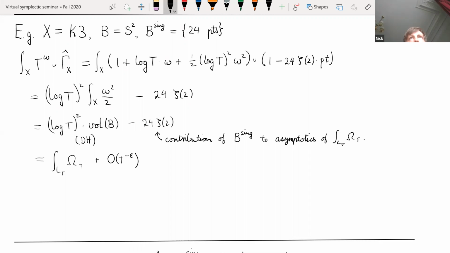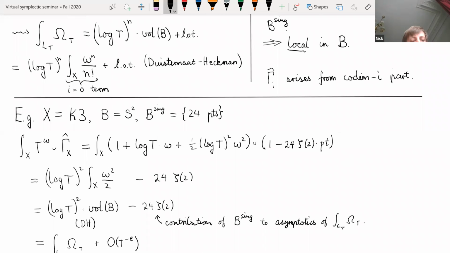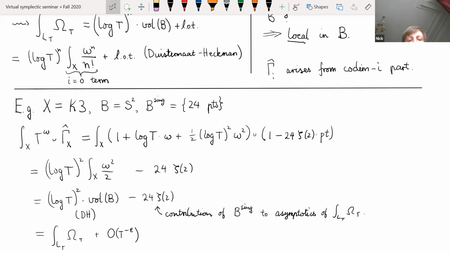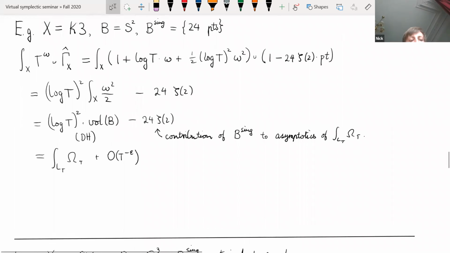The first term is the leading term that we just computed up above. And the zeta of 2 term is the contribution arising from constant disks on the singular locus, on B sing. So each of the 24 singular fibers in our SYZ fibration contributes minus zeta of 2 to the asymptotics of this period integral. Okay, so that's the case of K3 surfaces.